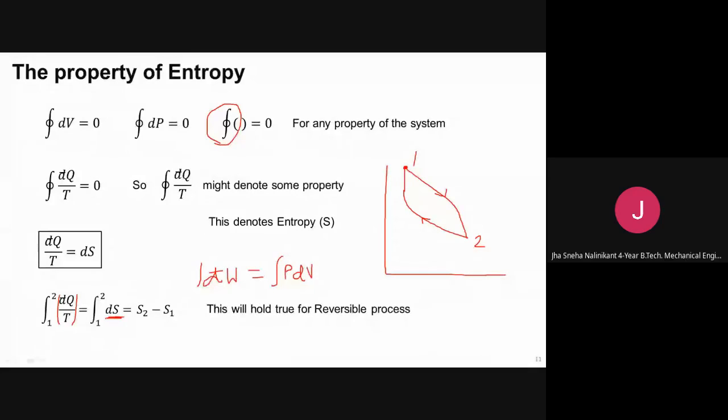Sir, sometimes dq by T is negative also, then how is it considered a property? We will come to that. This is basically defined for a reversible process. First we talk about reversible, then we'll go to irreversible. Just wait for the next slide. This is actually the question I wanted to ask, and you asked. So what about irreversible?